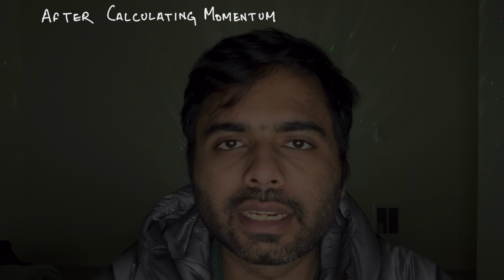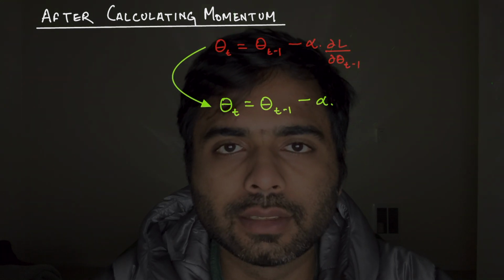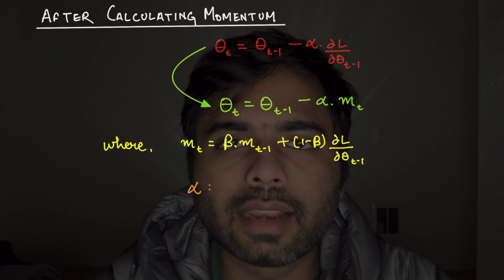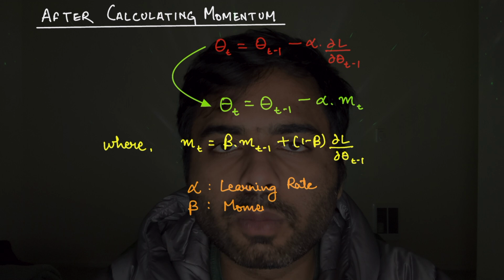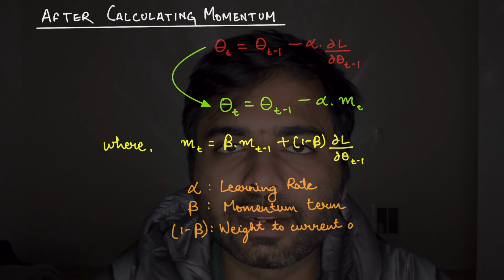Now, once we calculate the momentum, the formula for gradient descent is changed from this to this, where mt represents momentum at time step t, alpha is the learning rate, beta is the momentum term, and 1 minus beta represents the weight given to the current gradient.